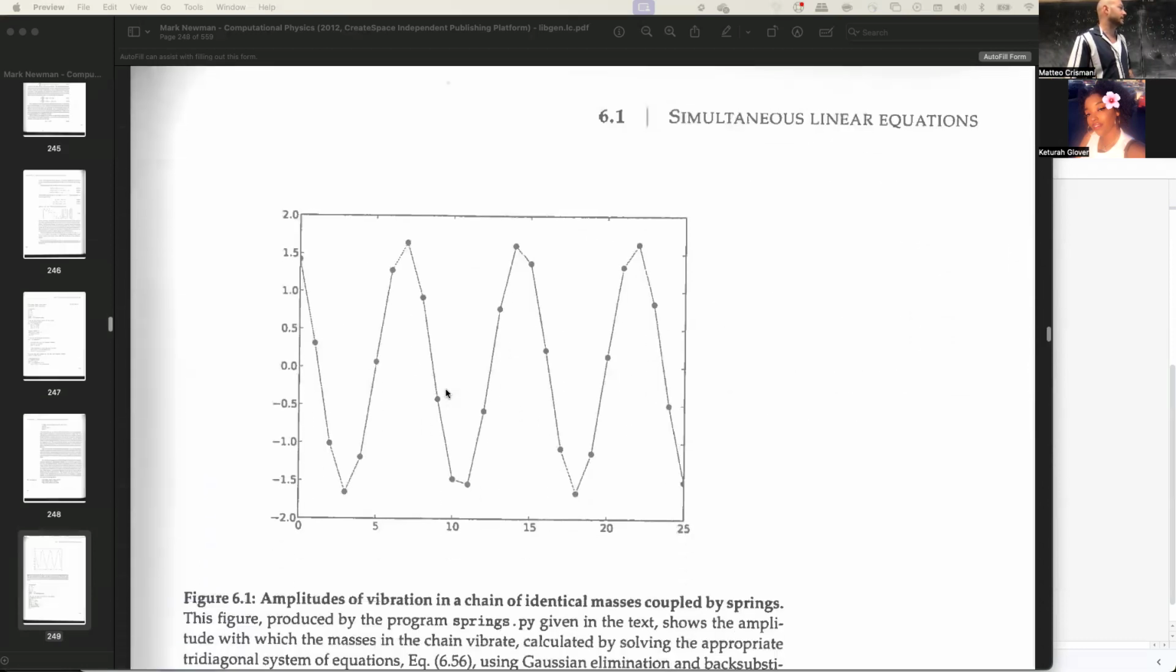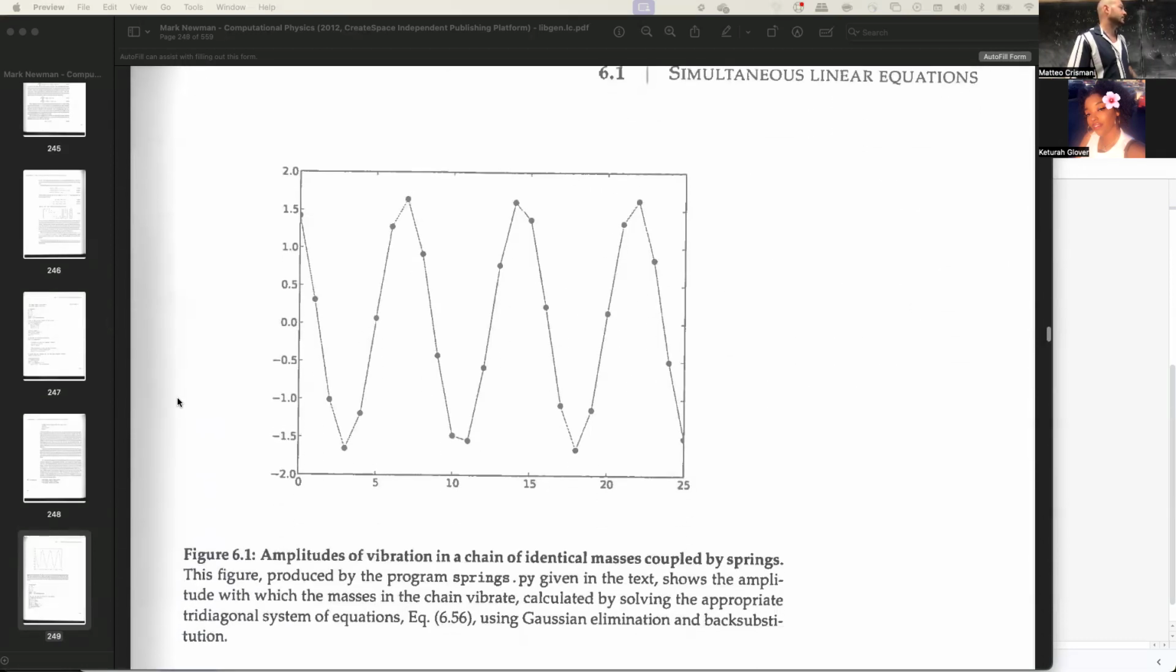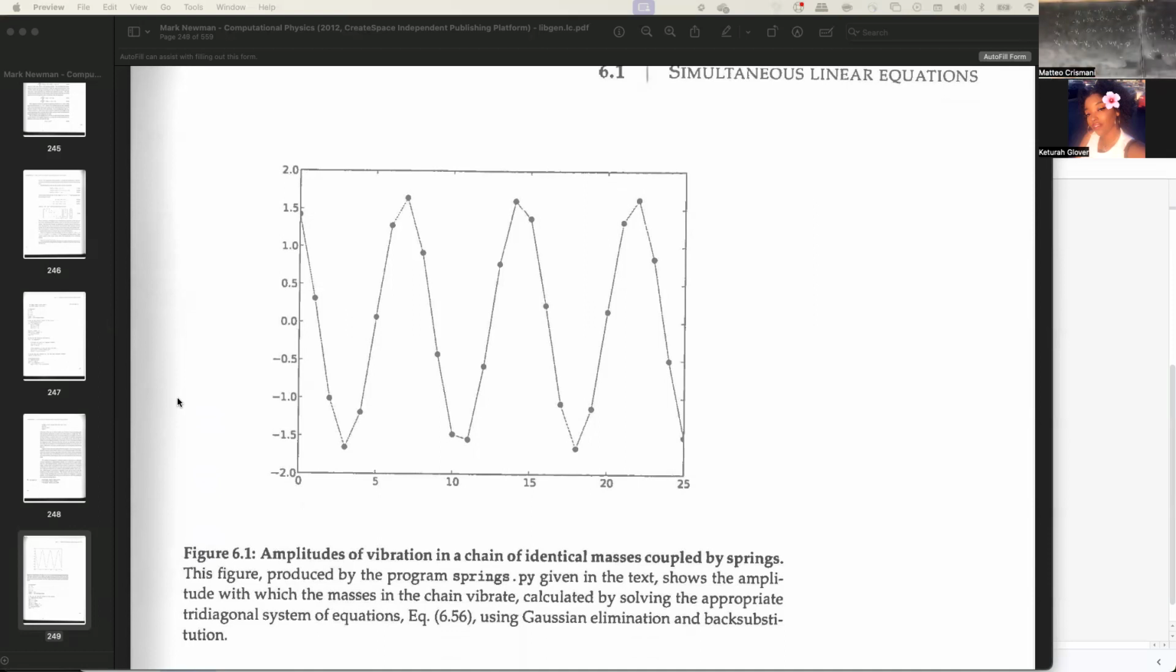Here's the picture. Oh yeah, there we go. Makes sense? This is the amplitude of the masses within the chain. This is how each one of them moves. So like this one here moves a lot. This one doesn't move very much. This one doesn't move very much. This one doesn't move.